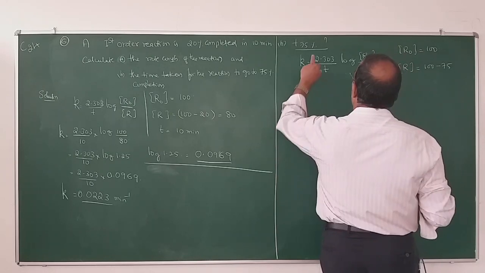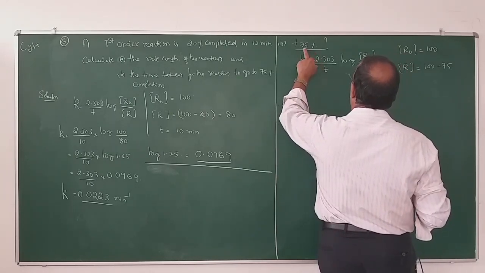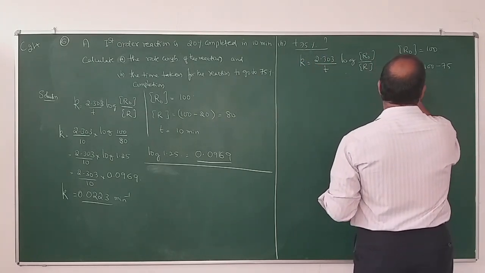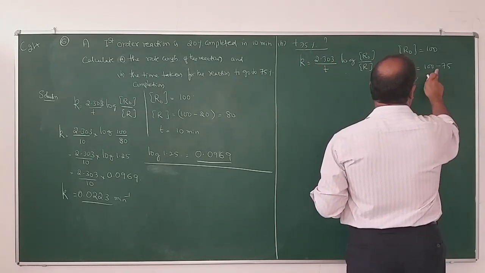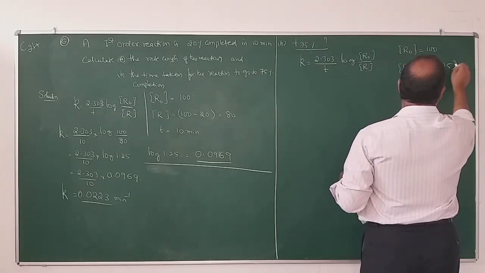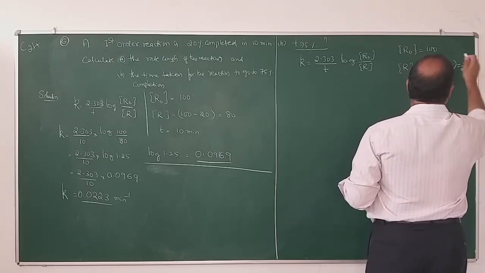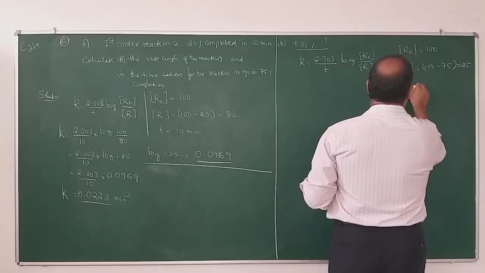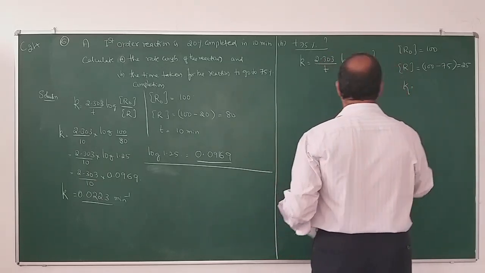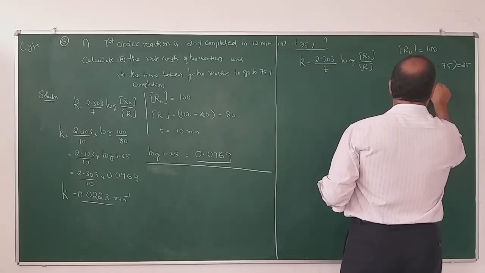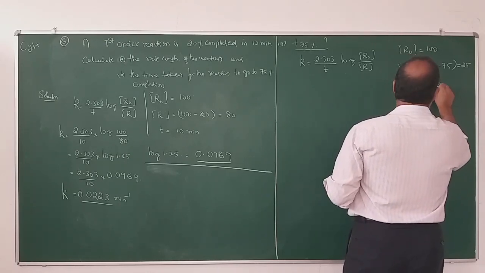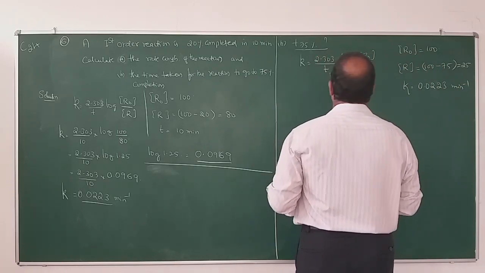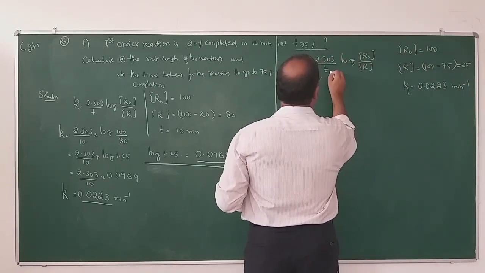So we are determining the time required for 75% of the reaction to be completed. Therefore, the remaining concentration R is equal to 100 minus 75, which is equal to 25. So then what is K? K value is 0.0223 minute minus 1. So we have to determine T 75.